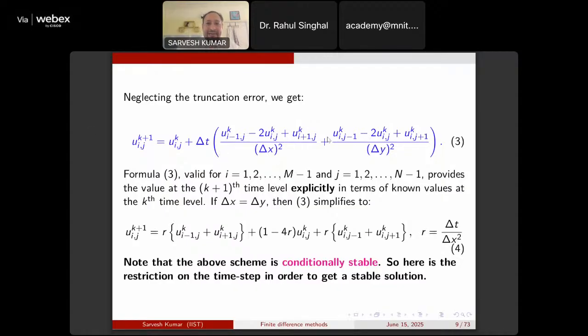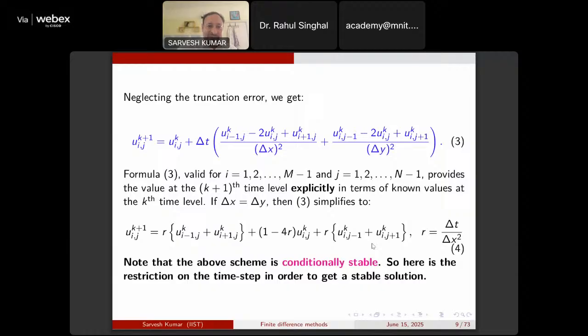So we can rewrite this in this fashion, right? Now you can rewrite this in matrix form. Suppose for simplicity I take delta x equal to delta y, then use this notation r equals delta t by delta x squared. I can rewrite the scheme in this fashion. Now you can have the matrix form, iterating for k equal to 0, 1, etc. So I can rewrite this as Ax equal to b.